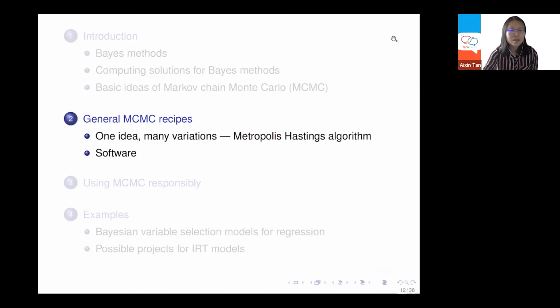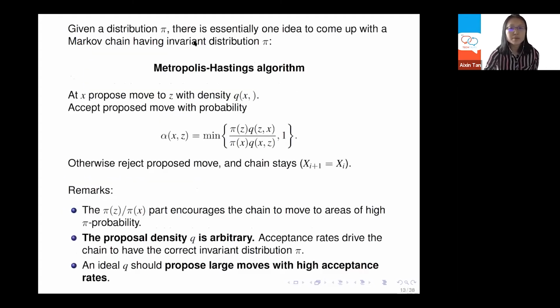All right. So I will dive into Markov chain Monte Carlo recipes now. You see, there are many, many recipes out there, but in reality, there's just one. It's called the Metropolis-Hastings algorithm. Here's the basic idea. If you're currently at X, say capital X1 is at x, you propose a move to a new point Z according to some arbitrary density Q. This Q is not necessarily related to pi, it's just a proposal. You adjust this proposal towards pi by giving it an acceptance rate. You accept the proposal with the following probability alpha.